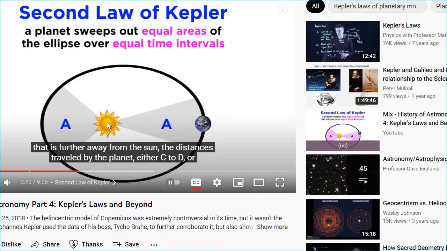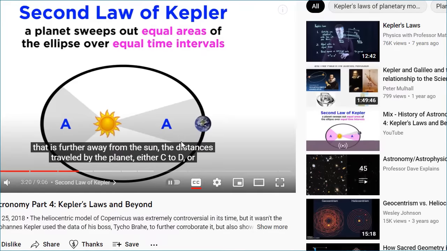So the sun is off to the side a little bit. And Kepler's rule is that the planet speeds up as it gets closer to the sun. I'm going to play this animation that shows it more carefully. We'll talk about this a little later in more detail, but I'll give you a preview. It's up here at the top of this YouTube video. This is the second law of Kepler. Remember, he has three laws. His second law is that a planet sweeps out equal areas over equal time intervals.